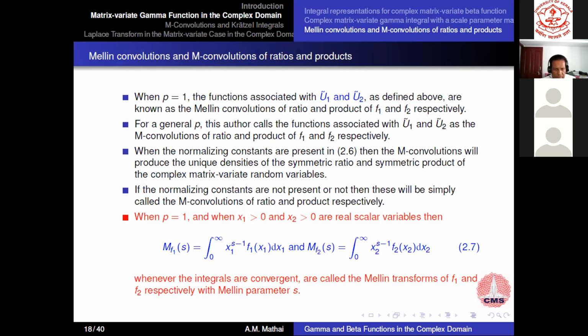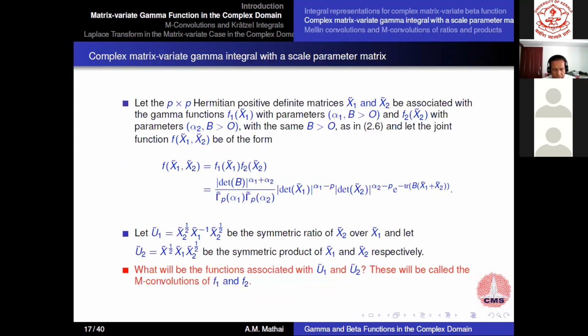Now, if you consider a ratio of matrices, how do we define a ratio of matrices? I can define a symmetric ratio like this. This I can call the ratio of x2 over x1. That is x2 raised to 1/2, x1 inverse, x2 raised to 1/2. So this is a symmetric product of matrices, and it is in the form of a ratio because the inverse matrix is sitting here. Or I can define it the other way around, as x1 raised to 1/2, x2 inverse, x1 raised to 1/2. But these ratios are quite interesting. The statistical properties as well as the mathematical properties are quite interesting.